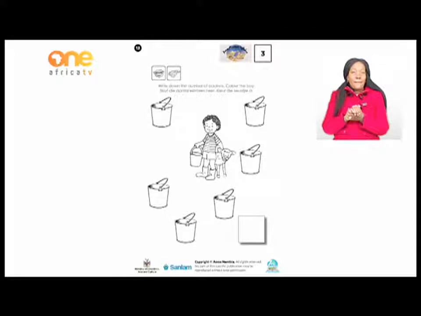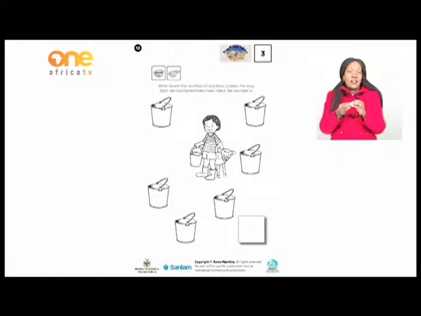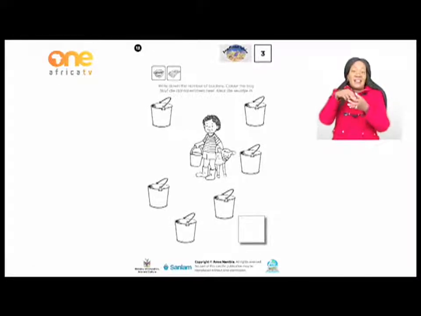On page 12, it says, write down the number of buckets. Color the boy. There is a boy standing right in the middle of the farm. He likes playing with his lamb. He likes looking after the sheep. He helps his father to carry the buckets of milk on the farm. So the boy is carrying one bucket.